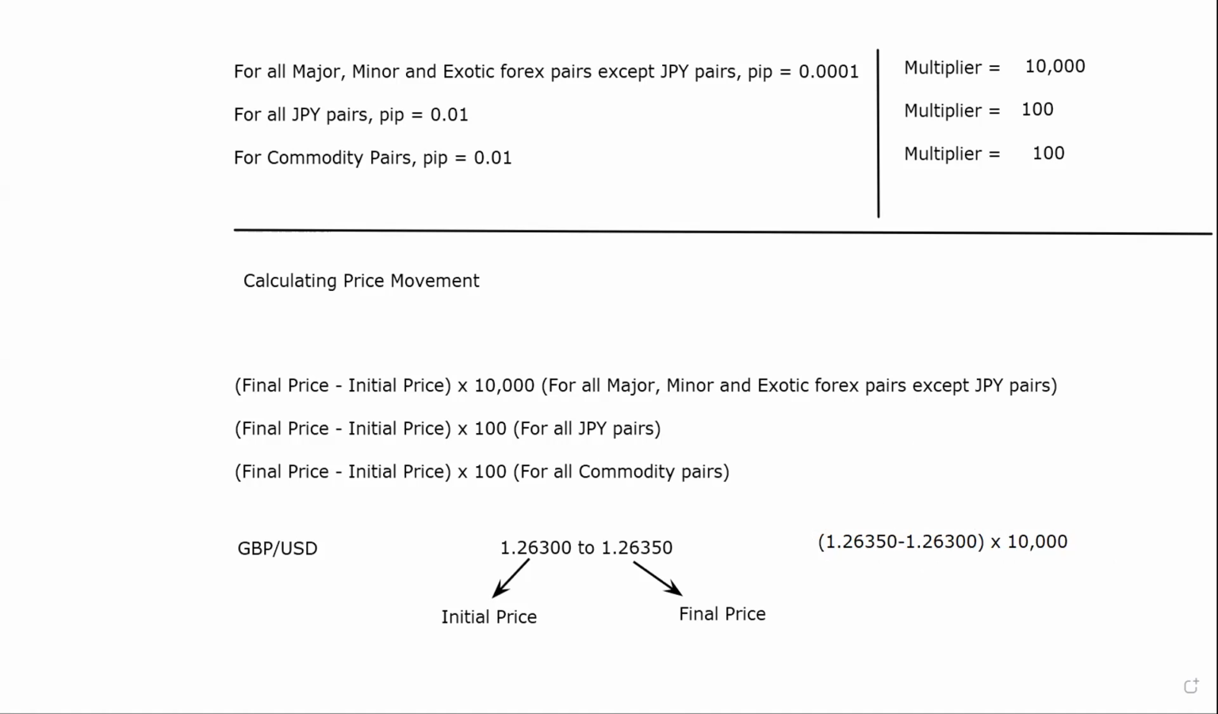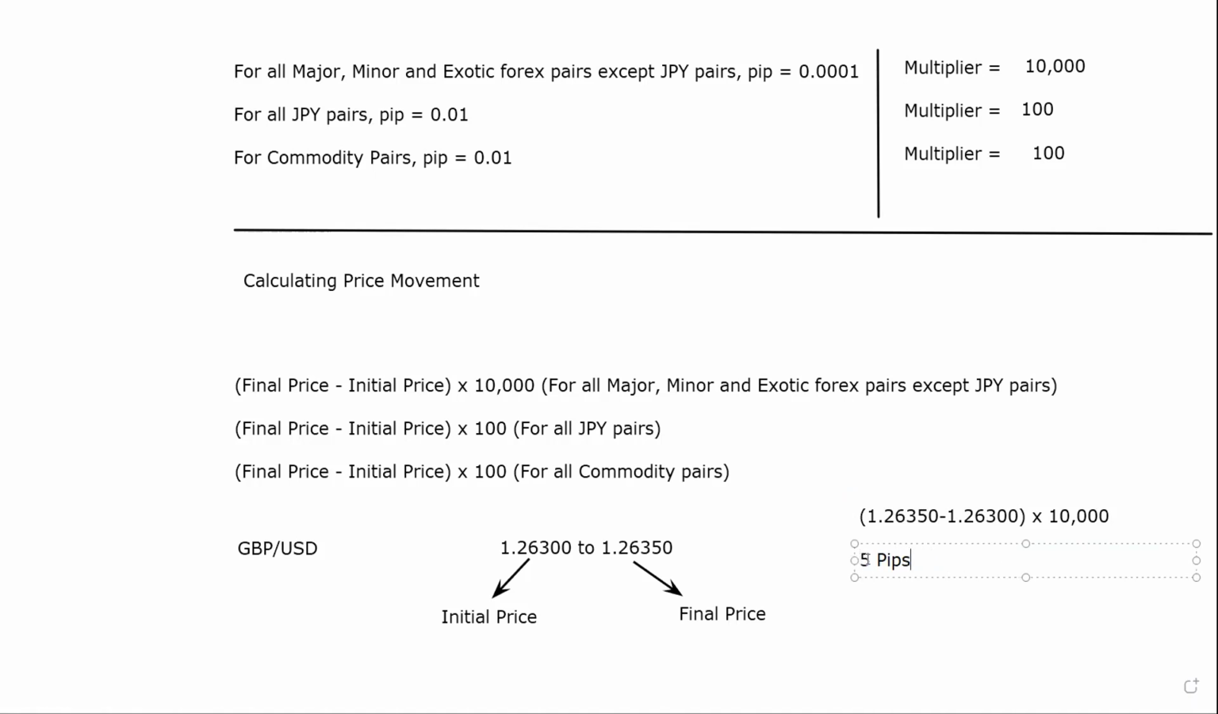Once we put this entire value into a calculator, we will get the following answer. Let me do it now. 1.26350 minus 1.26300. Multiply by 10,000, and this will give me an answer of 5 pips. And remember, the answer is positive.